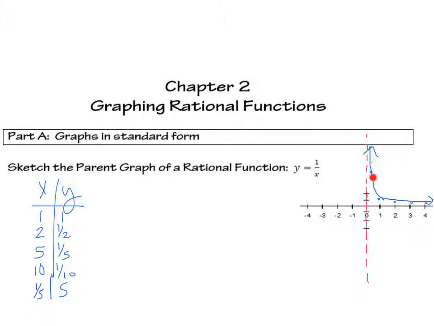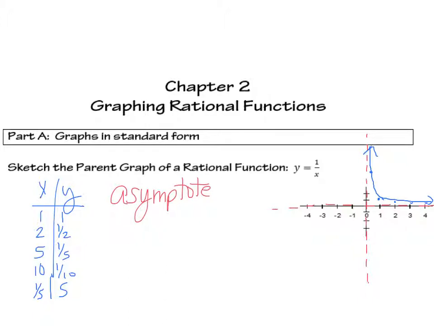Now you can tell from my graph that it is also getting closer and closer to the x-axis. So I do also have a horizontal asymptote. Asymptote is spelled like this, just in case you're not familiar with that word. It just shows what your graph will approach.